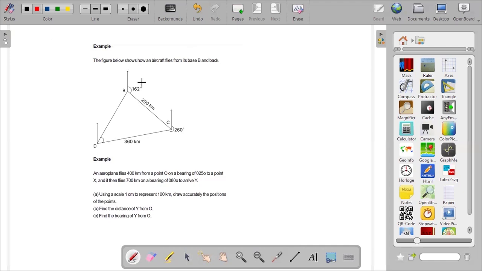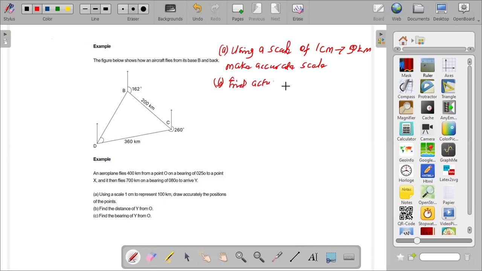Okay, so the question says using a scale of 1 centimeter to represent 50 kilometers, make an accurate scale drawing of the figure. That's question A. Question B, find the actual distance BD. Then question C, find the bearing of D from B. Okay, we are to use a scale of 1 cm to 50 kilometers.